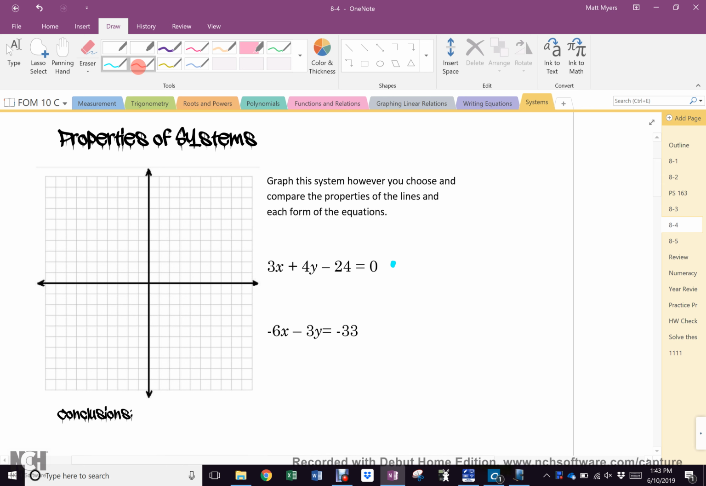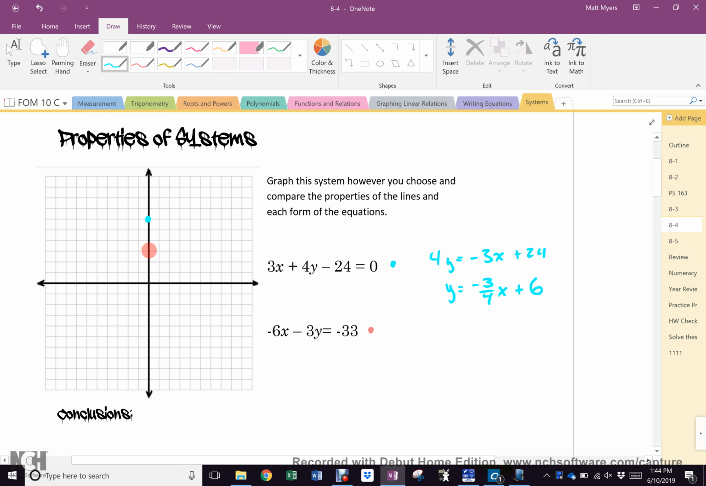Graph them however you want, which means you could make a table of values if you want, but of course that would be silly. The smart thing to do would be to isolate y. 4y equals negative 3x plus 24. Y equals negative 3/4 x plus 6. And then I would graph it.